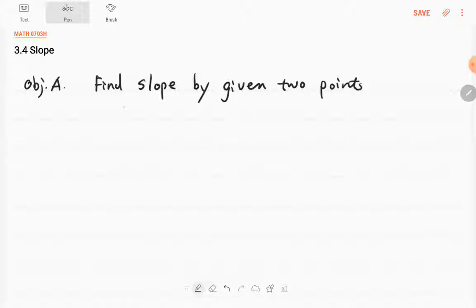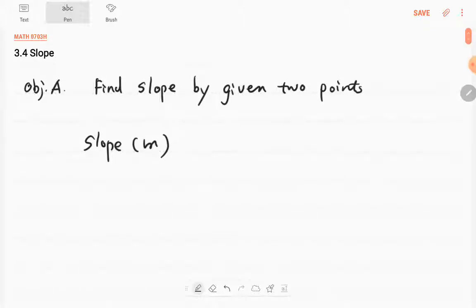The first one is how to find the slope if we are given 2 points on the line. Okay, so first we know the definition of slope. If we have a straight line, the slope is the steepness of the straight line. And we will focus on how we can get the slope. Here, we will just use the letter M to denote the slope.